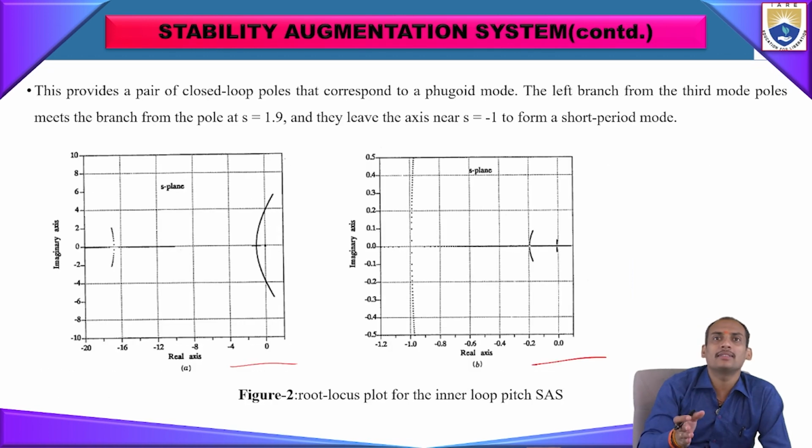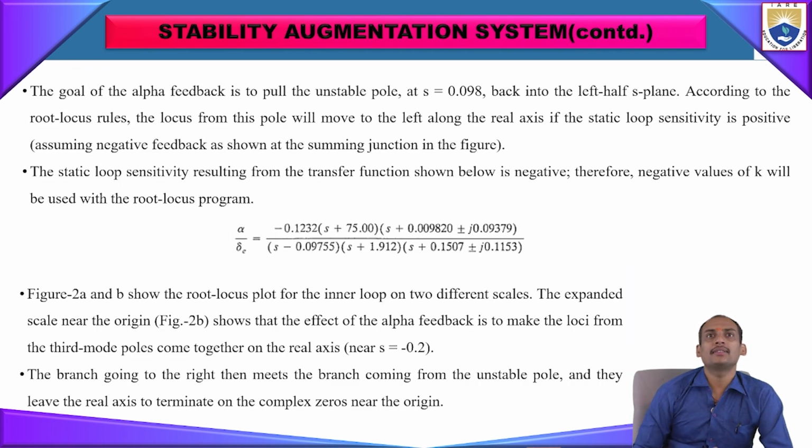Left along the axis means which one? This is going to the left along the imaginary axis only. Axis means the values are far away from the imaginary values. So the static loop sensitivity resulting from the transfer function shown below is negative.